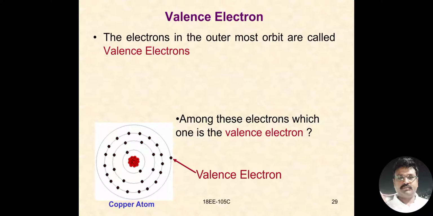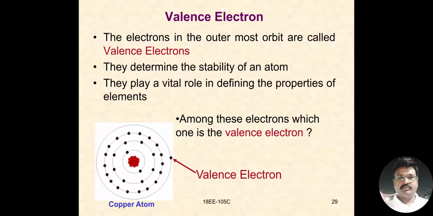Valence electrons may be more than one or one. Whatever the number of electrons, the electrons present in the outermost orbit are called valence electrons. These outermost orbit electrons or valence electrons determine the stability of an atom. They play a vital role in defining the properties of elements.